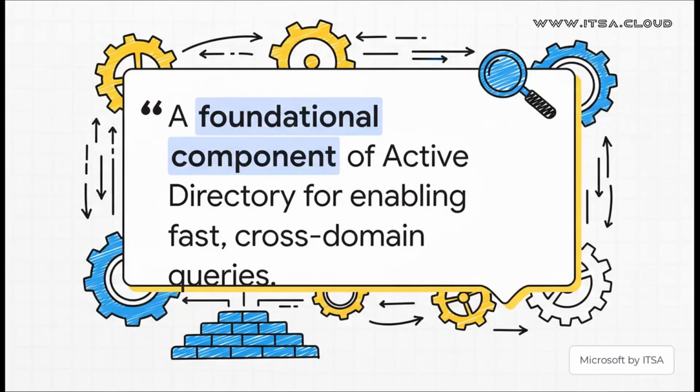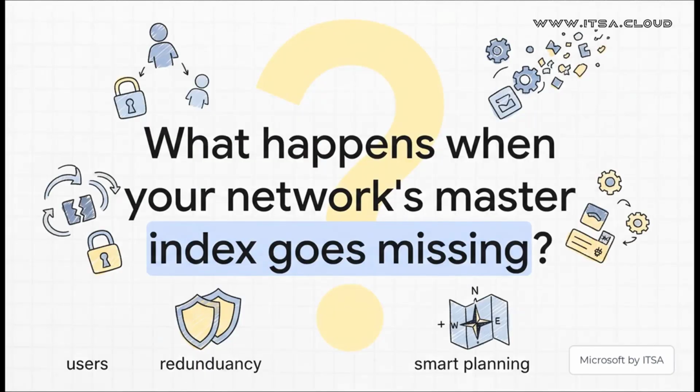So, what's the big takeaway here? It's that the global catalog isn't some optional extra or a nice-to-have feature. It is absolutely foundational to a healthy Active Directory network. Without it, those fast cross-domain searches that we all rely on to get our jobs done, they just wouldn't happen. And that really leaves us with one last, pretty important question to think about. If the global catalog is the master index to your entire digital forest, the map to literally everything, what happens when that index goes missing? It's a sobering thought, and it really drives home why things like redundancy and smart planning aren't just buzzwords, they're absolutely essential.